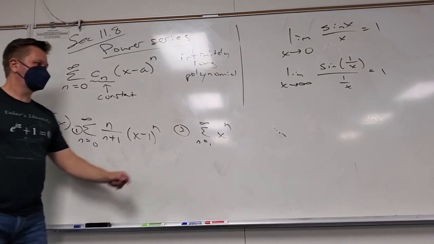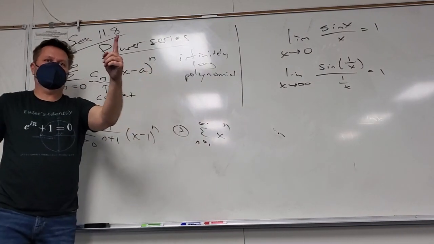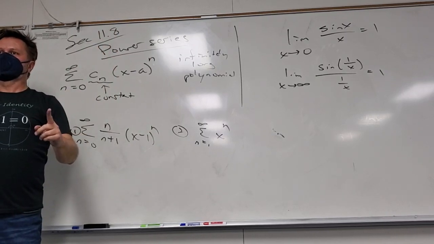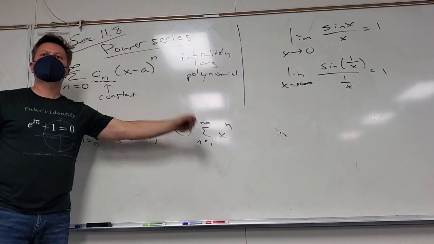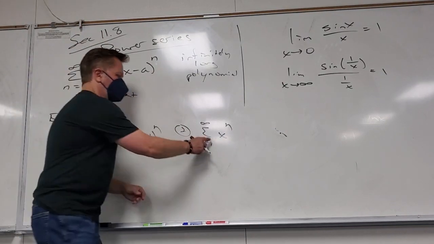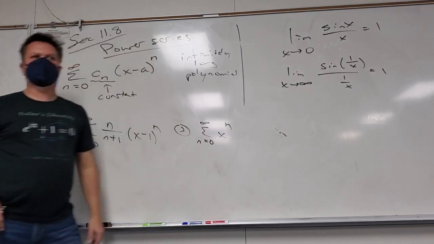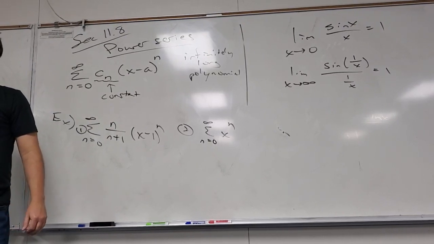What's Cn? You can do it. What's Cn? 1. Beautiful. It's just 1. It's always 1. What's A? 0. Beautiful. So is that a power series? Yes. What would the term, I'm sorry, I keep putting 1. I'm so used to putting 1, and you will be too, I'm sorry. It's just the way it goes.